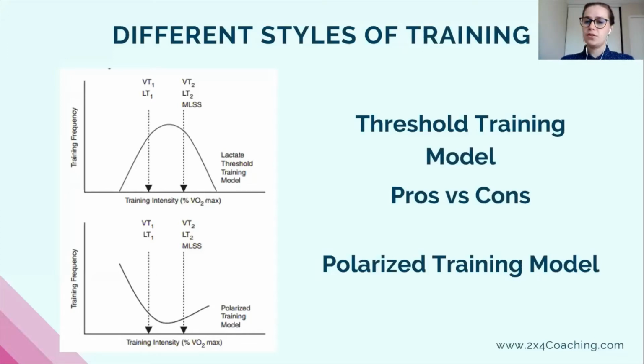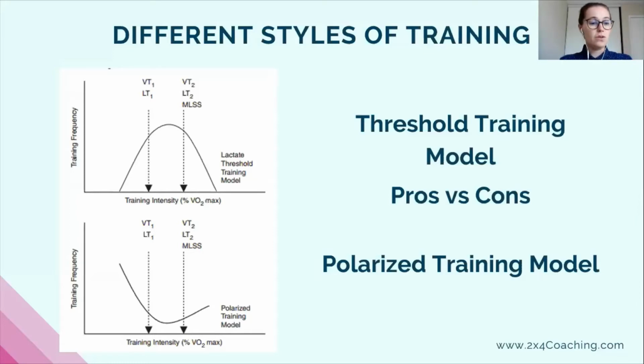So for the threshold training model, you're doing not very much training in zone 1, a lot of training in zone 3, so between the thresholds, and not very much training in zone 4+. That's what the threshold training model is showing for us. The polarized training model is showing kind of the opposite.